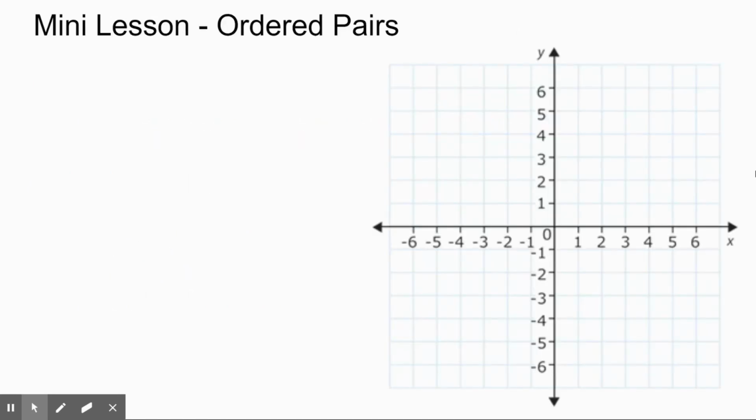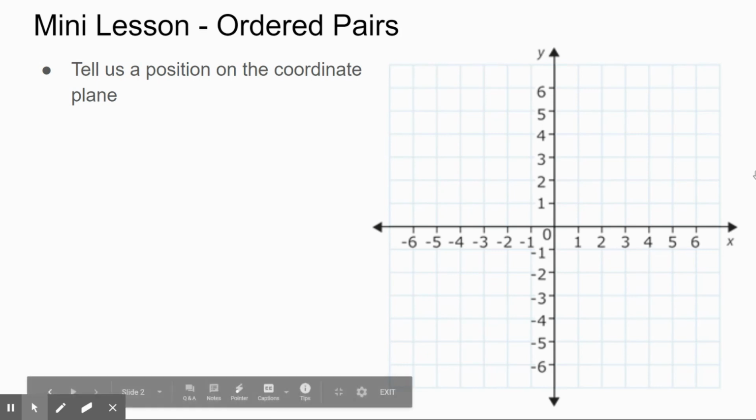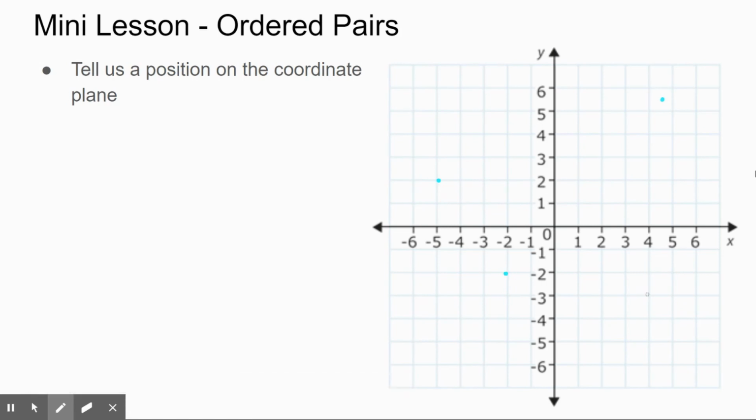So, for ordered pairs, let's talk about what an ordered pair is to start with. First of all, an ordered pair tells us a position on our coordinate plane. So we see our coordinate plane here. We could have a point somewhere over here. We could have one over here, or over here. What we know about quadrants is going to help us figure out which quadrant it should be in.